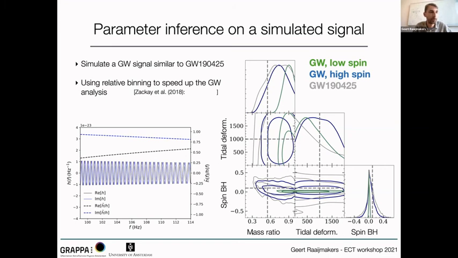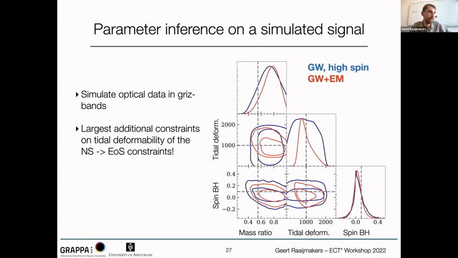So in the plot here, we're basically showing just the gravitational wave analysis, the low and the high spin, and also the actual gravitational wave analysis for 1904-25. This is not that interesting actually, but I'll show this plot instead, where we also simulate some optical data according to the kilonova model that we have. And then we do the joint analysis of the signal.